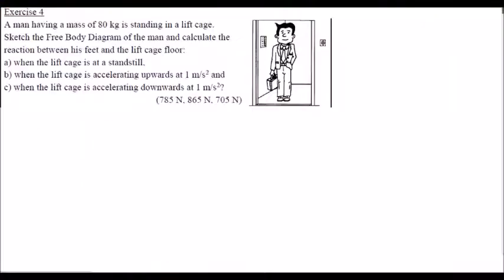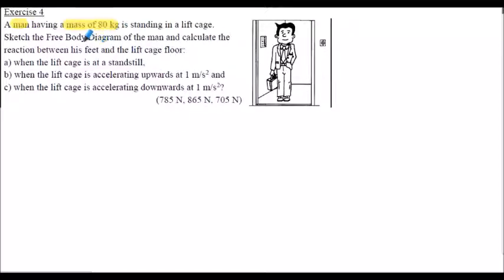So that was a horizontal balance, exercise 3. Exercise 4 is a vertical balance. And we've got 3 scenarios here that we're designing the lift with. So let's go through what we're asked to do in this particular question. We've got a person in a lift having a mass of 80 kilograms.